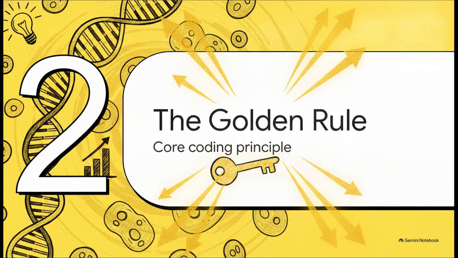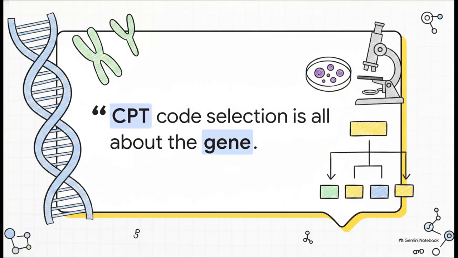Moving on to Section 2, the golden rule. This is the absolute core principle of molecular coding. And that rule is this. CPT code selection is all about the gene. I really want to let that sink in for a second. It is not about the patient's symptoms, and it is definitely not about what disease the doctor thinks the patient might have. It literally all comes down to one simple question. Which specific gene or genes did the lab analyze?